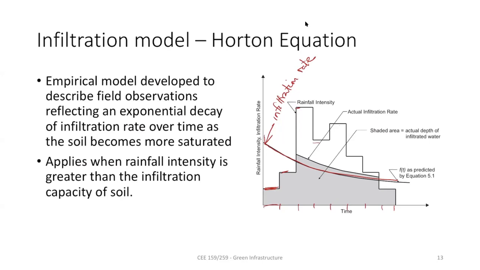So what does that mean? When the rainfall amount is below that curve, all the water becomes infiltrated into the ground. So there is no runoff. All you are saying is that only this much area is becoming runoff. So this area is equal to the runoff volume, because rainfall intensity is in inches per hour. If you know the area under the curve, okay.